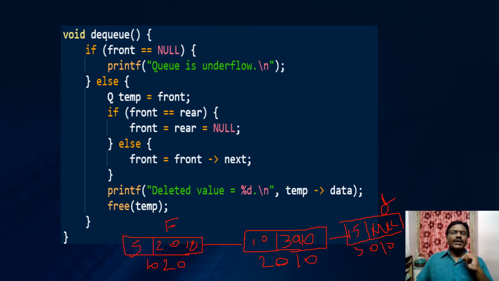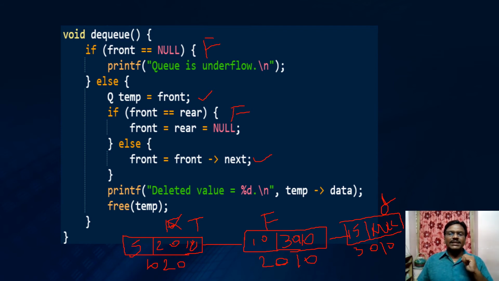Okay, now take. If front equal to null, at present front is representing 1020. So now the condition is false. So move to else. Q temp equal to front. Now at present front is representing 1020. After the statement execution, this is for the temp. Temp is representing it. Okay. Now if front equal to rear, the front is 1020, the rear is 3010. Now the condition is false. So yes, front equal to front next. At present front is representing 1020, front next is 2010. Now this is the front.